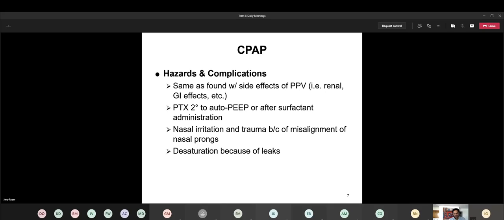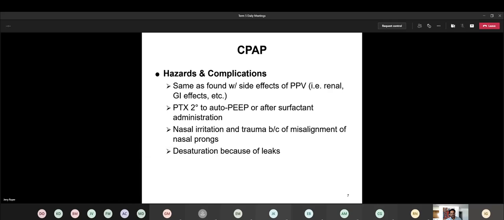The nasal irritation. Those nasal prongs are soft, but even still, they sometimes create a lot of problems. They create a lot of skin breakdown, and you sometimes can get some pretty bad necrosis where they're going to need plastic surgery to fix it. We do our best to minimize that, and I'll talk about a strategy that is often used to help minimize that from happening.